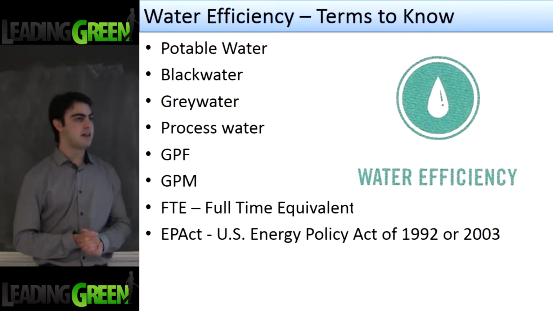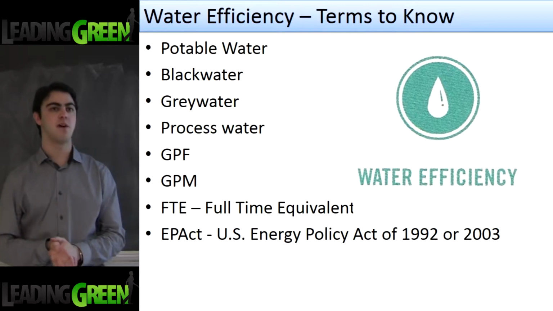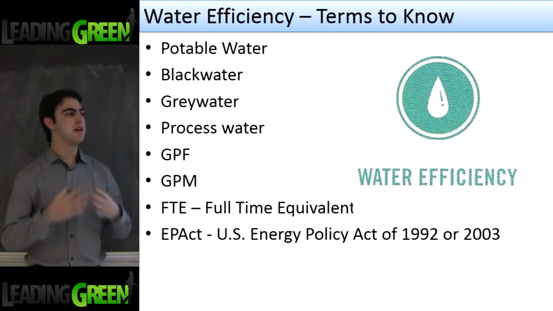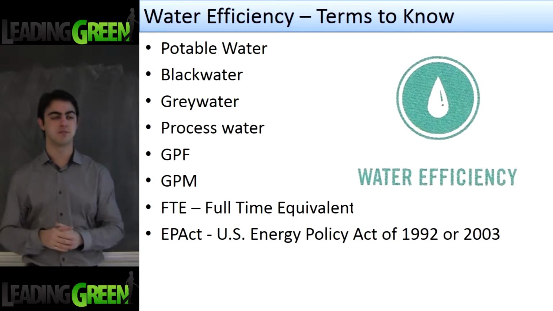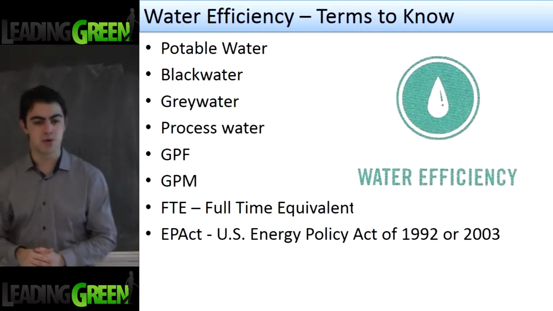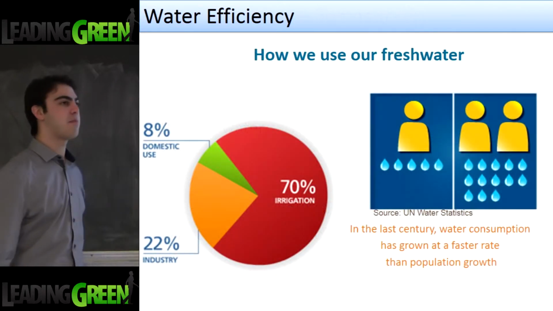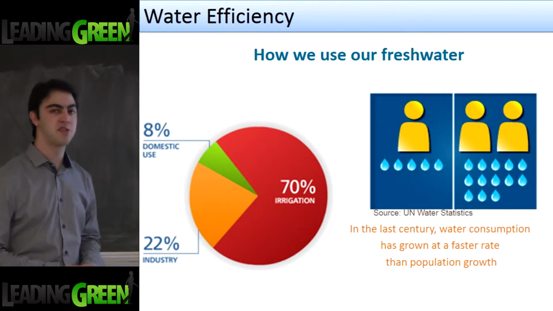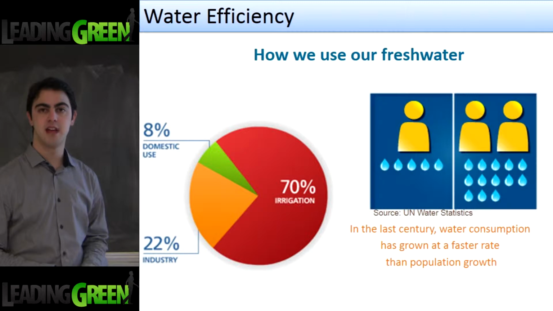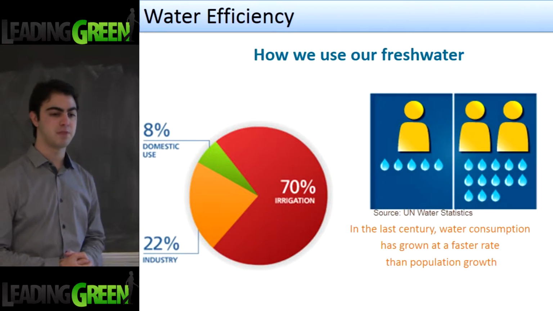EPA Act 92 or 2003 is how we define what a conventional building would use and what we compare our design usage rates to. Where do we use that water? As a reminder, 70% of that potable water we use goes to irrigation, 22% industry, and 8% in domestic use. Lots of water.